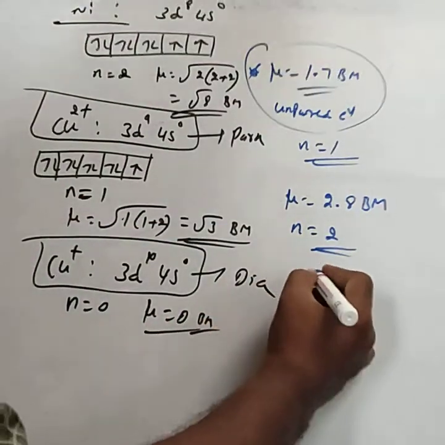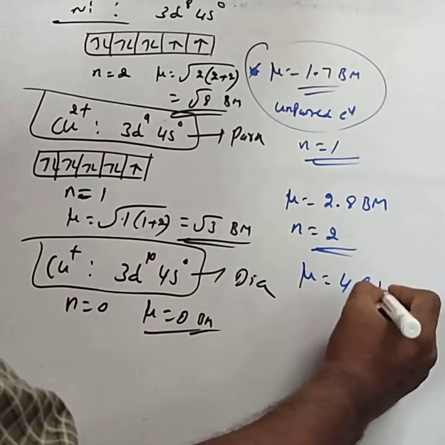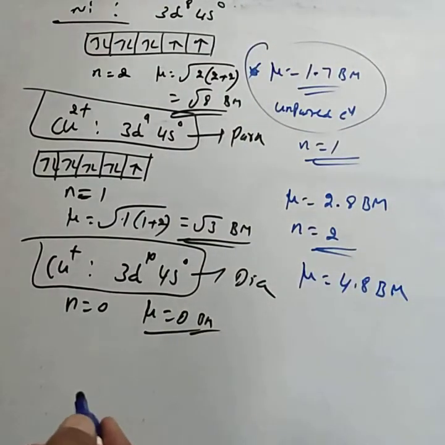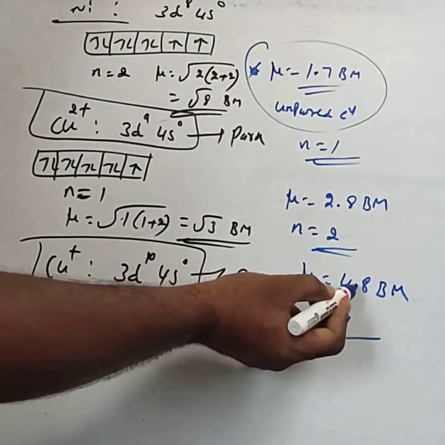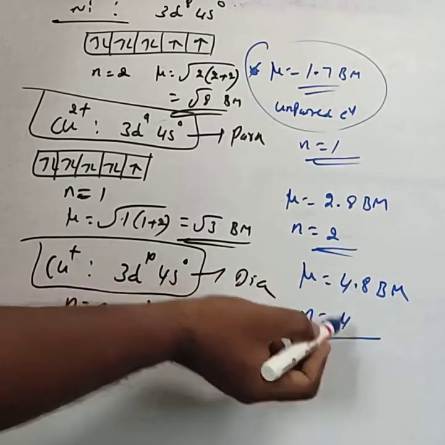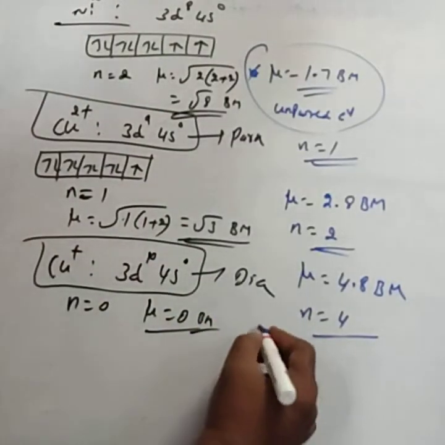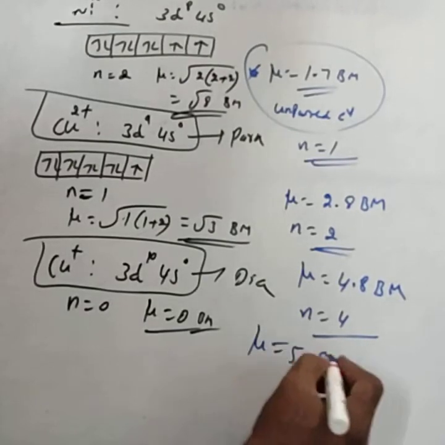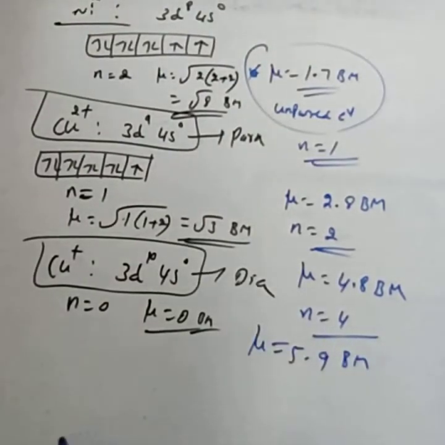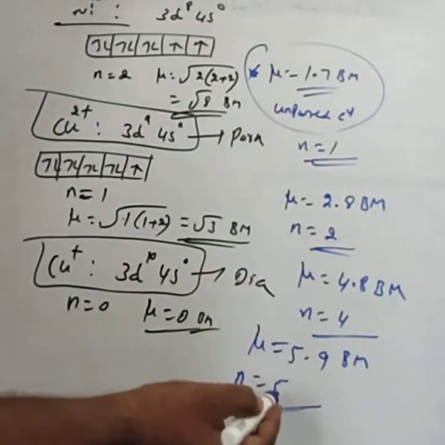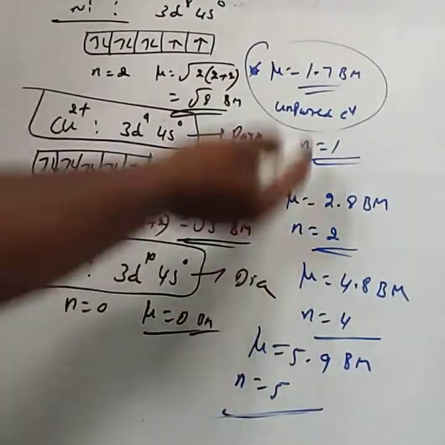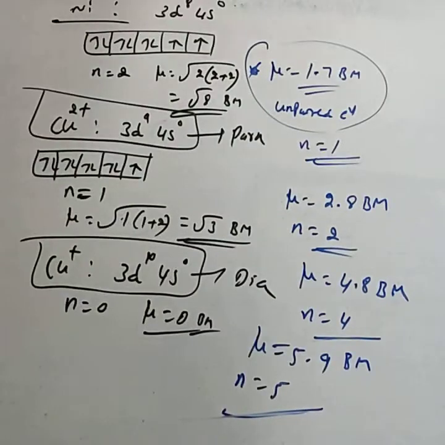For example, magnetic moment equals 4.8 Bohr magneton. Then how many unpaired electrons? Directly you can write n value equals 4. You take the decimal point left side digit, that gives the number of unpaired electrons. For example, magnetic moment mu equals 5.9 Bohr magneton. Then what is the number of unpaired electrons? It is equal to 5. Without calculating, directly write the number of unpaired electrons. This is very important for the competitive examination. This is about the magnetic moment.